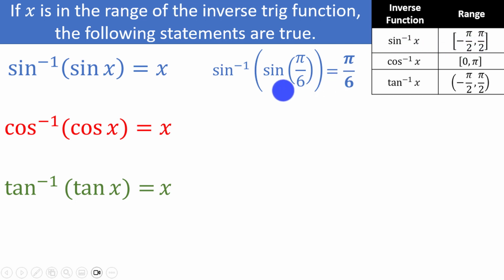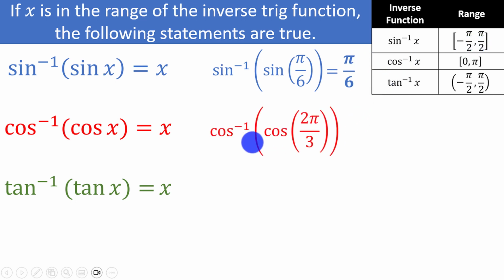If you'd like to think a little bit more about what's going on, you could evaluate the inside directly. Sine of pi over 6 is equal to 1/2, right? Sine of pi over 6 is 1/2. So inverse sine of 1/2 would be asking you sine of what gives you 1/2 within the range of inverse sine, and that would have to be pi over 6.